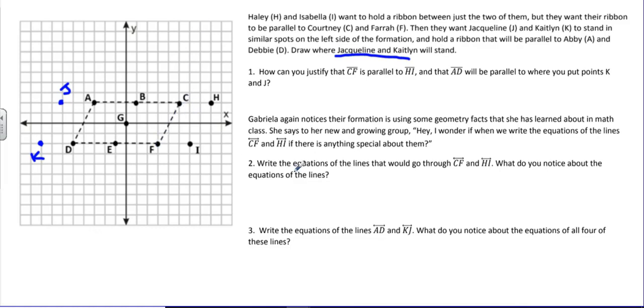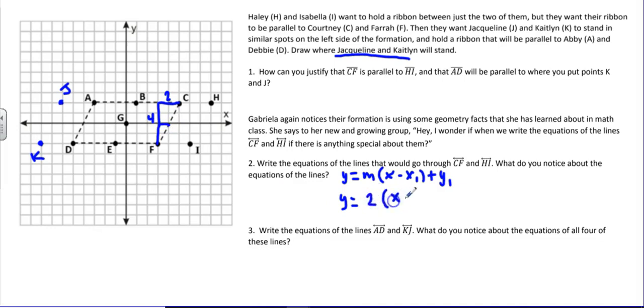So for CF, if I want to write an equation that passes through those points, I don't see a y-intercept easily, so I'm going to use point-slope form. So I have y equals m times parentheses x minus x sub 1, plus y sub 1. I'm using our point-slope form. So y equals the slope, let's start with CF, which is 1, 2, 3, 4 over 2, or 2 over 1. So the slope is 2.